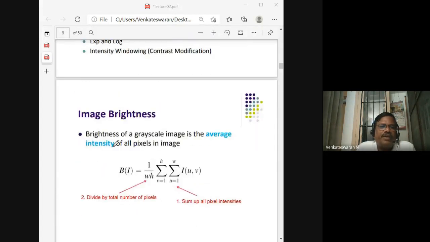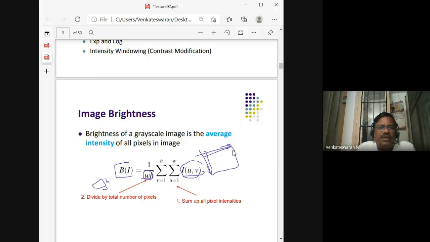For example, the brightness of a grayscale image is defined as the total of the intensities divided by the total number of pixels. For example, W is the width and H the height of the image, so the total number of pixels is W times H. You're adding all the intensities across one direction, and also adding in the other direction, right? So you go from left to right, top to bottom. So you get I of u, v. You add all pixels in the image and divide.